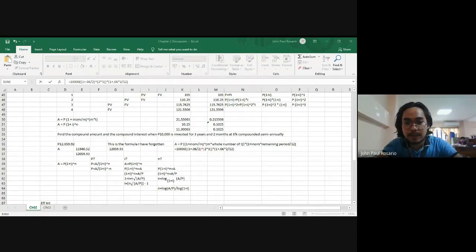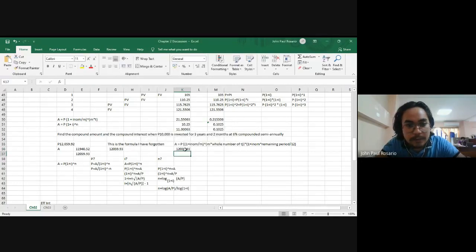Okay, sige. So again, the formula that I propose to you is just this one. If you can see, it will give you the same amount that Balyada put in his book. There is a discrepancy of 0.01 because Balyada rounded off. Nasundan ba?